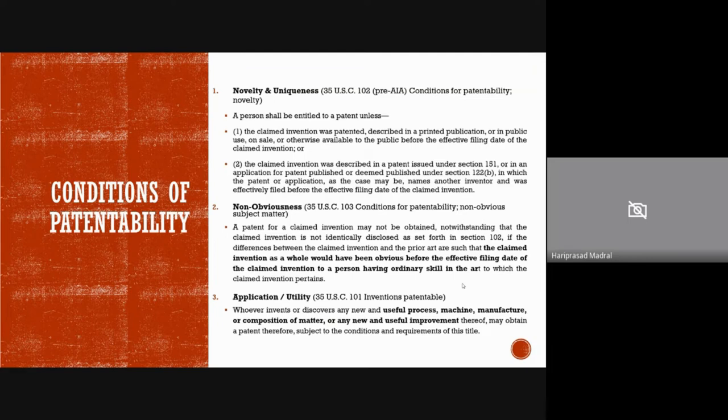Then there is one more section. The claimed invention was described in a patent issued under section 151 or in an application for patent published or deemed published under section 122, in which the patent or application, as the case may be, names another inventor and was effectively filed before the effective filing date of the claimed invention.